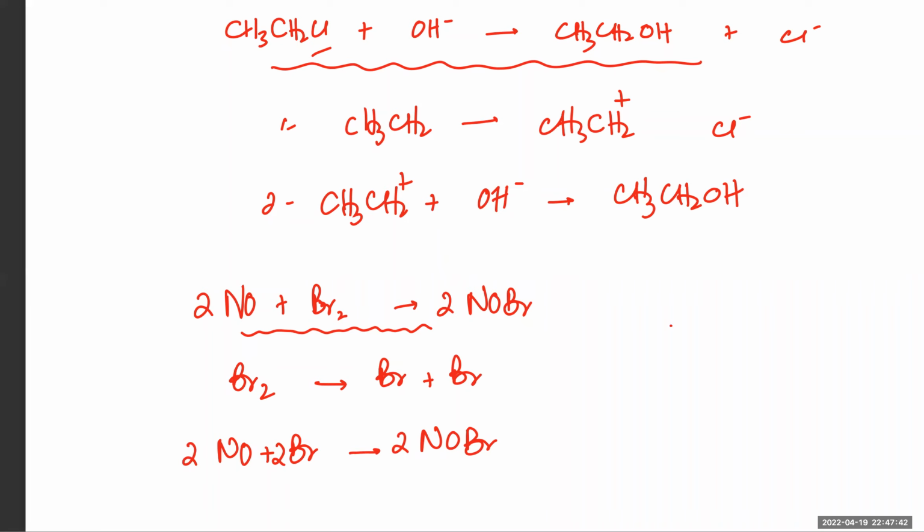The other way could be that NO reacts with Br2, steals one of the Br, so it becomes NOBr, and a Br atom is produced. In the next step, another NO comes along, and the Br produced in the previous step reacts with it to form the other NOBr. So you can think of anything. There's no right or wrong about this as long as it makes some sense.